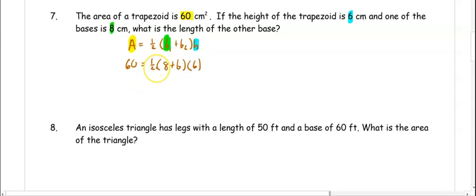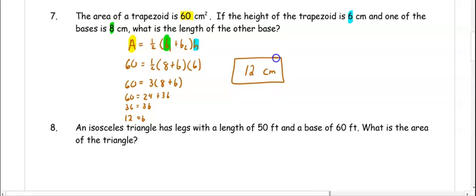So we can multiply 1/2 times 6 is 3. 60 equals 3 times 8 plus b. We can distribute the 3, so 60 equals 24 plus 3b. Subtract 24, so 36 equals 3b. When we divide, b is 12, so 12 centimeters.